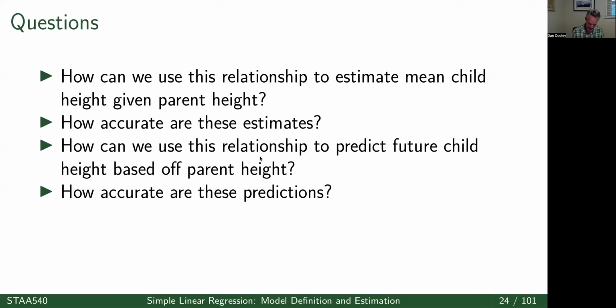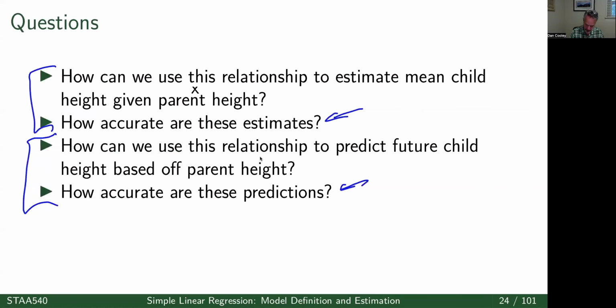So these first two bullets are really about estimation versus prediction. If those terms are not different in your mind, that's okay. But at this point, all you need to know is they will be. And talking about the accuracy of both of these things is something that we're going to find out is different. The uncertainty associated with the estimate is going to be different than the uncertainty associated with the prediction.